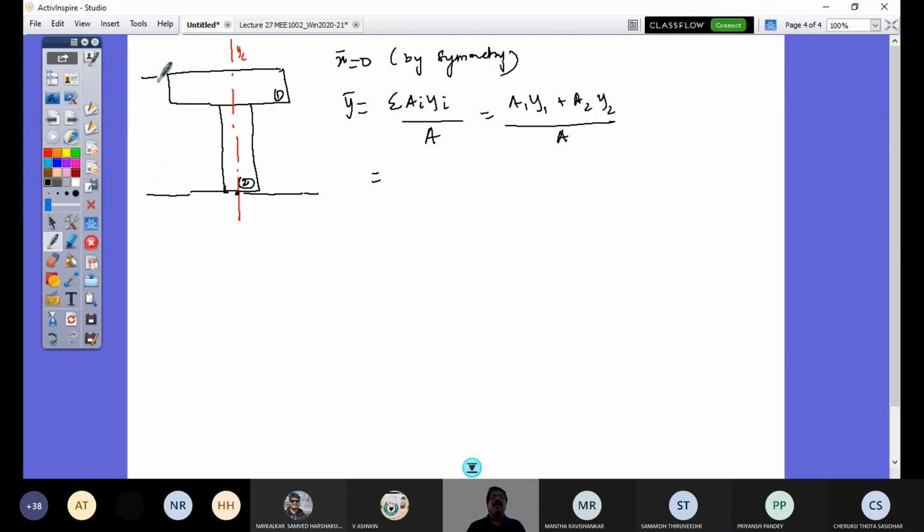Let us take this dimension. So this is 25 mm and this entire length is 100. Similarly, this depth from here is 75 mm and this is 25 mm. This is 25 mm. So this is the section geometry, right? If I have this section geometry, I would be able to now work out what is my y bar.